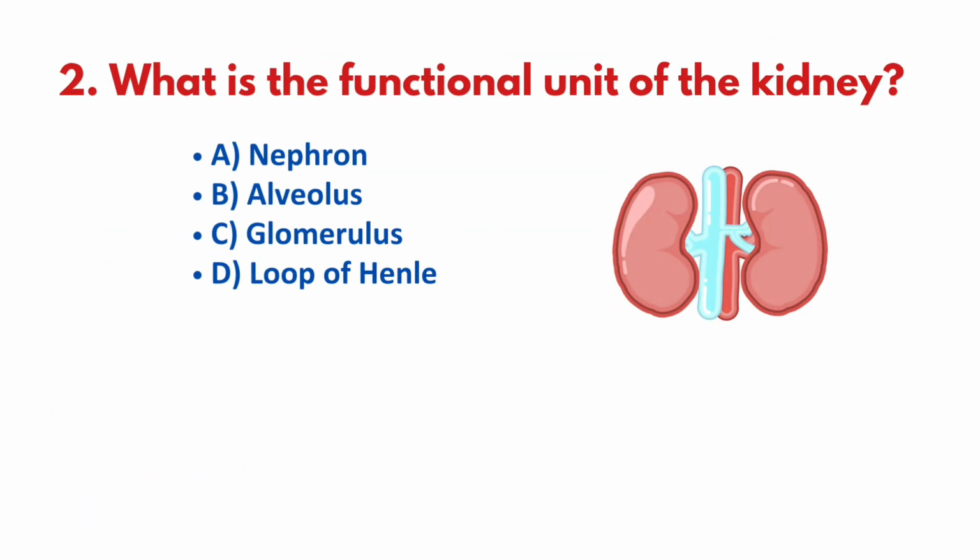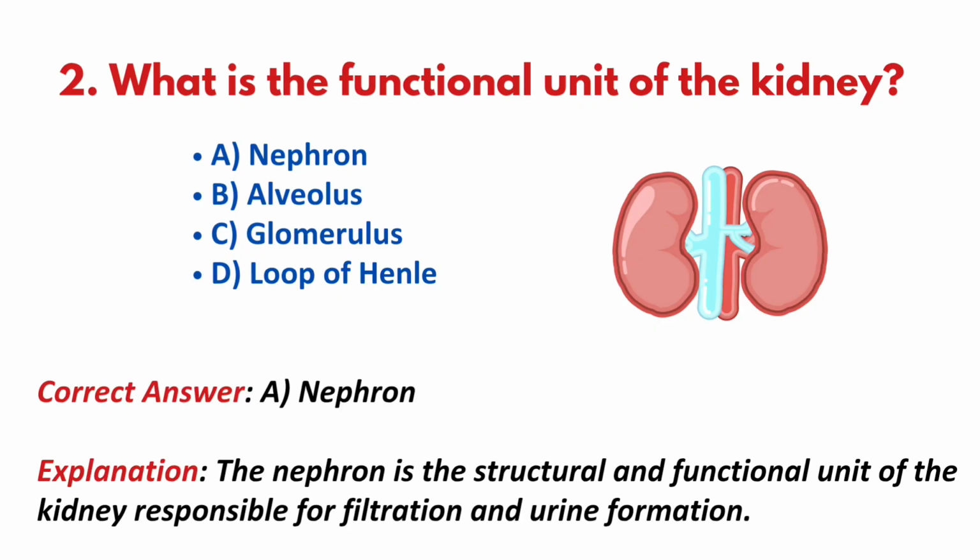Question number 2. What is the functional unit of kidney? Options: nephron, alveolus, glomerulus, and loop of Henle. And the correct answer is option A, nephron. A nephron is structural and functional unit of kidney which are responsible for filtration and urine formation.